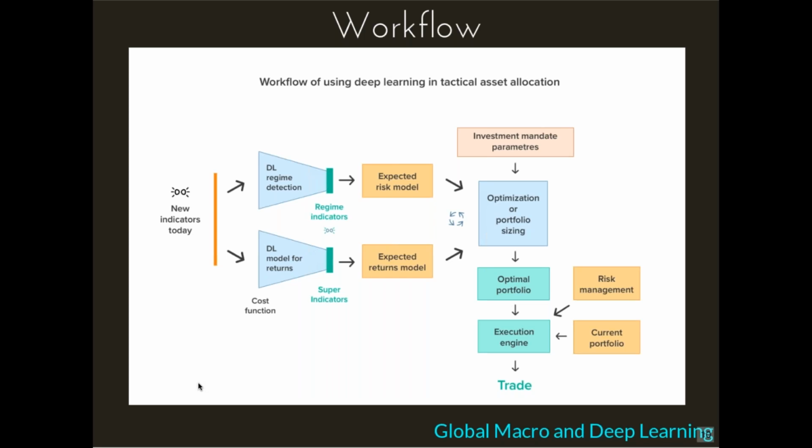Once I have these two models, the expected returns and risk model, then we use, similar to the Grinold-Kahn approach, an optimization or portfolio sizing logic. It starts with the investment mandate parameters. So this is where you would have your utility function. This will have your other constraints. Let's say I cannot leverage more than 200%. Let's say I cannot go short more than 50% of my portfolio. Whatever my constraints are, all of that goes into these mandate parameters. And on a daily basis, based on the expected returns and risk model, we would come up with the ideal portfolio to have today.